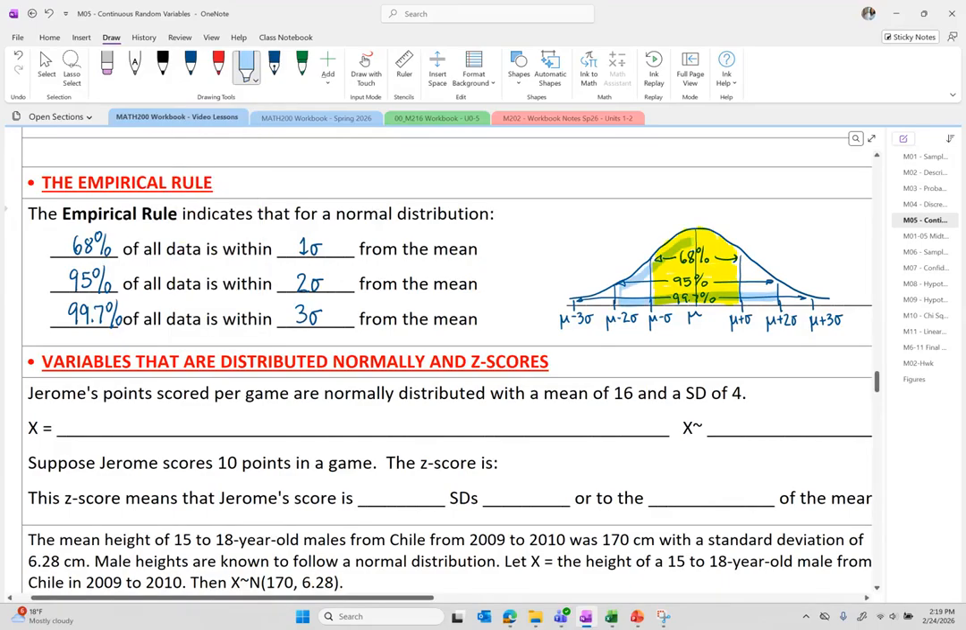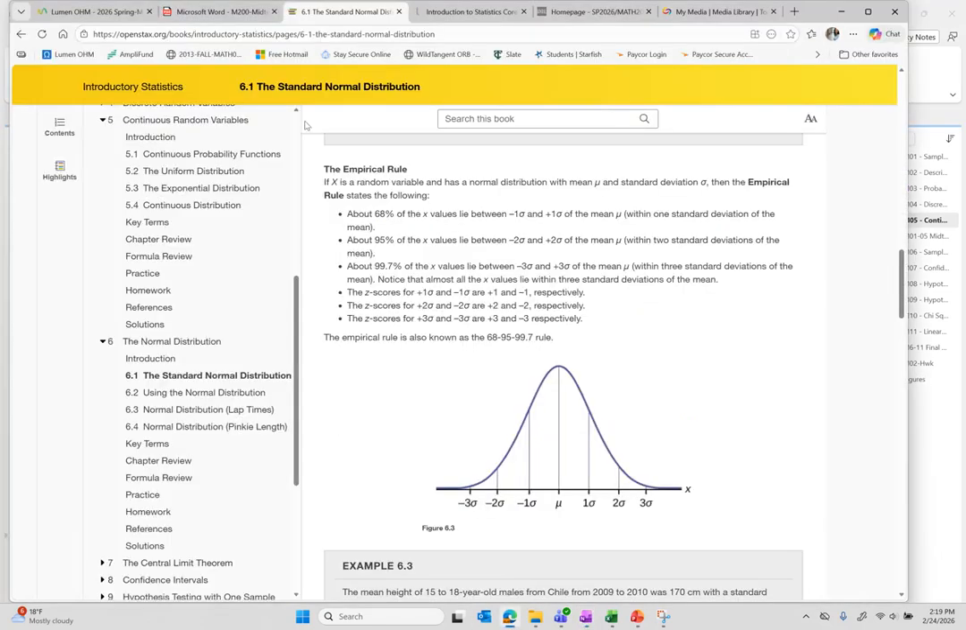The area under the curve from mu minus 2 sigma to mu plus 2 sigma will be equal to 95%. And then 99.7% of the data is between mu minus 3 sigma and mu plus 3 sigma. I want to remind you that in the OpenStax book, we are in section 6.1, and we are continuing from the empirical rule, which states exactly what we just said.